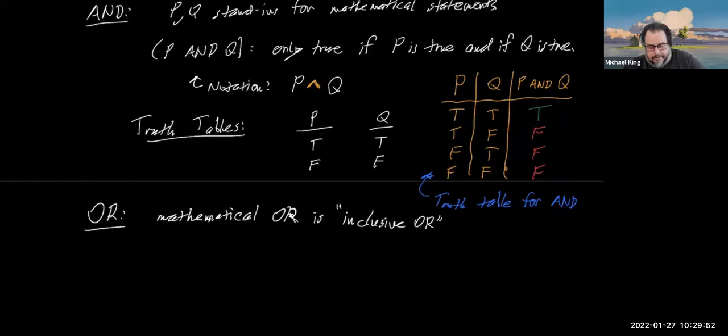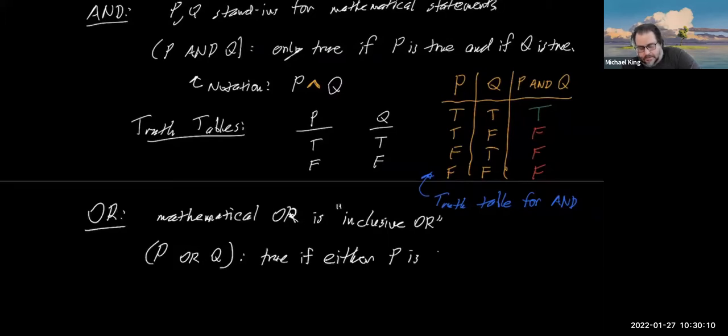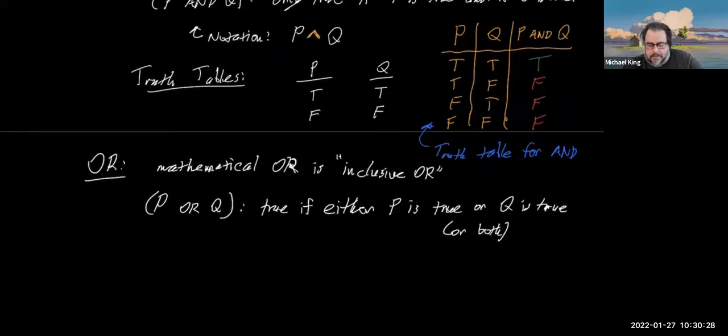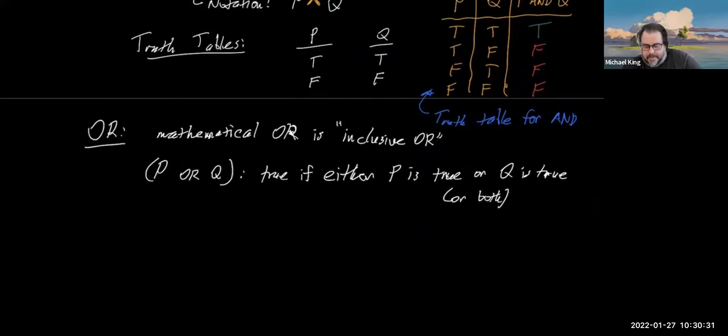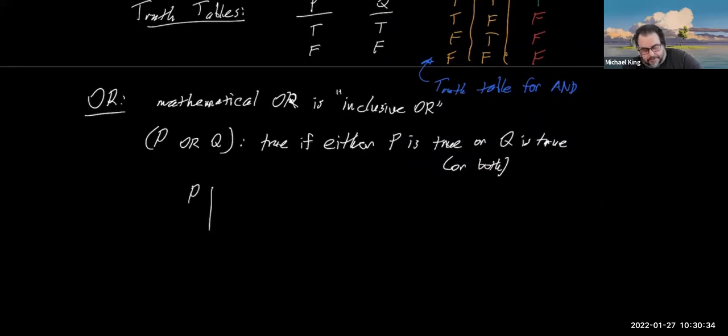So P or Q is true if either P is true or Q is true, or both. I mean, that's kind of what I mean. Like it's either one. Okay. So the truth table for this then looks like the following.